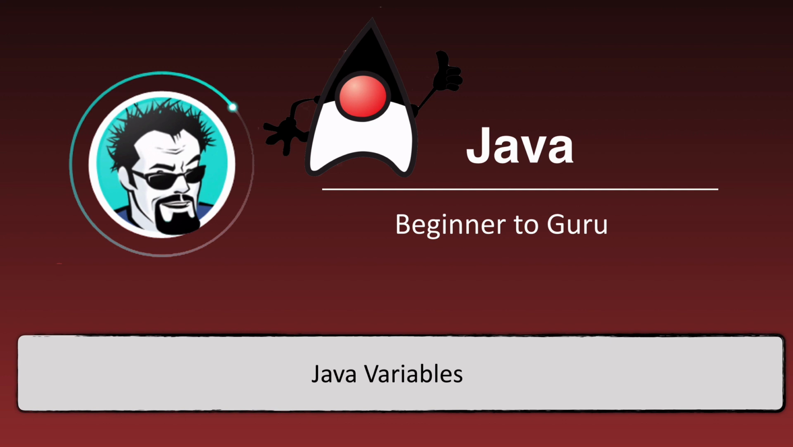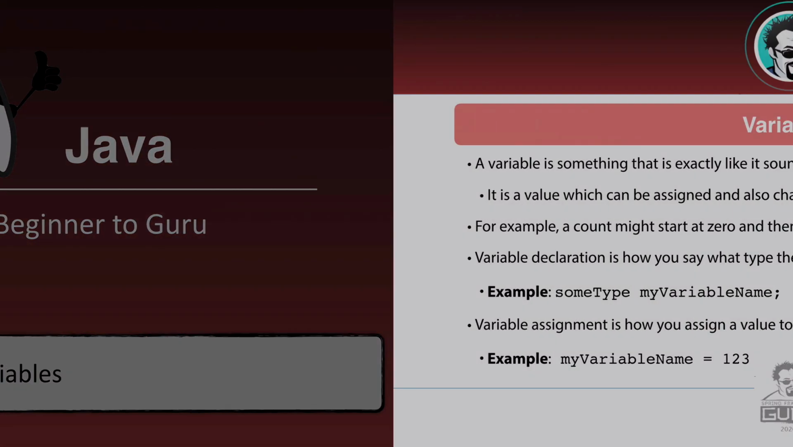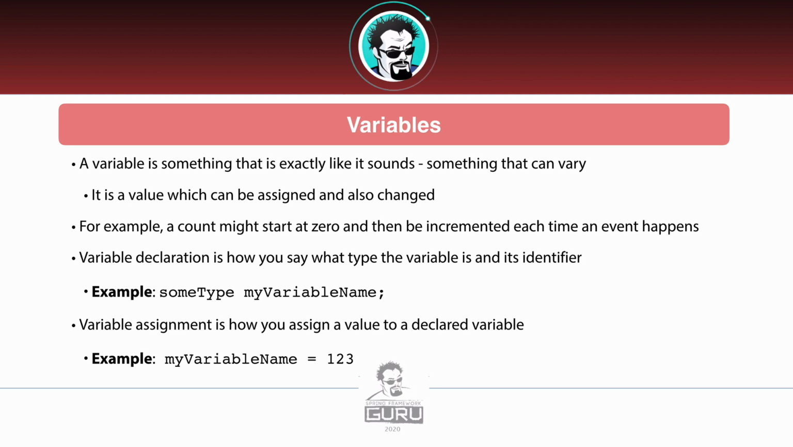In this video, we're going to be talking about Java variables. Now, a variable is something that is exactly like what it sounds. It is something that can vary. It is a value which can be assigned and also changed. For example, a count might start at 0 and then be incremented each time some type of event happens.